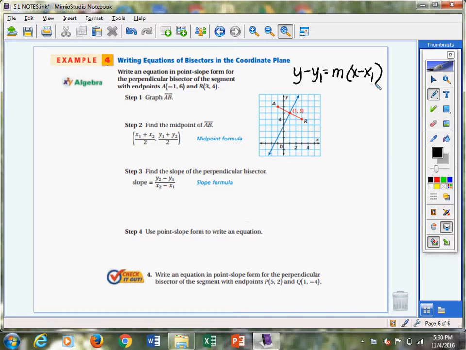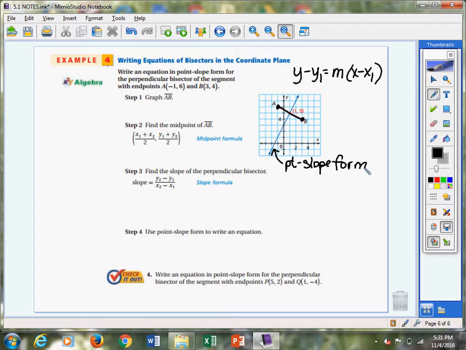All right, so write an equation in point-slope form for the perpendicular bisector of the segment with endpoints A, which is -1, 6, and B, 3, 4. They have drawn A for you here as well as B. And we need to do a perpendicular bisector. It's not color coded on your paper, but we're looking for the equation of this blue line. We need that line in point-slope form. Not the original segment, but the point-slope form.